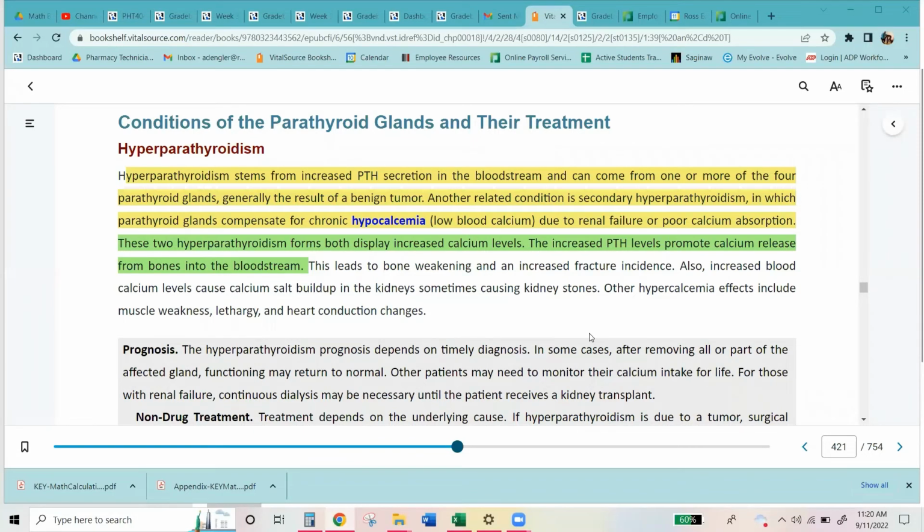These two hyperparathyroidism forms both display increased calcium levels. The increased PTH levels promote calcium release from bones into the bloodstream. This leads to bone weakening and an increased fracture incidence.